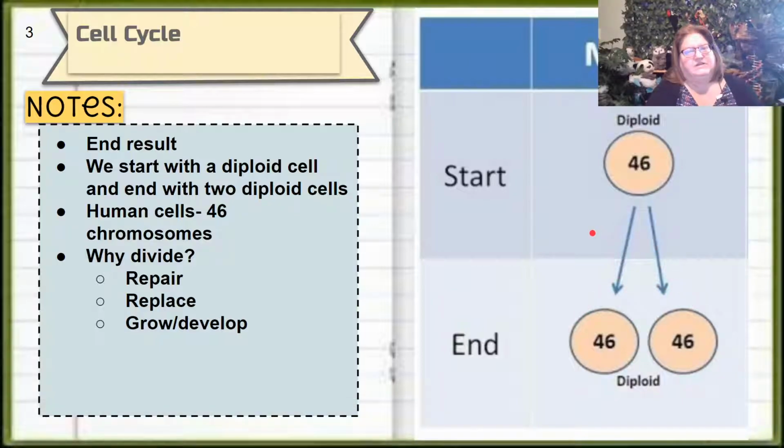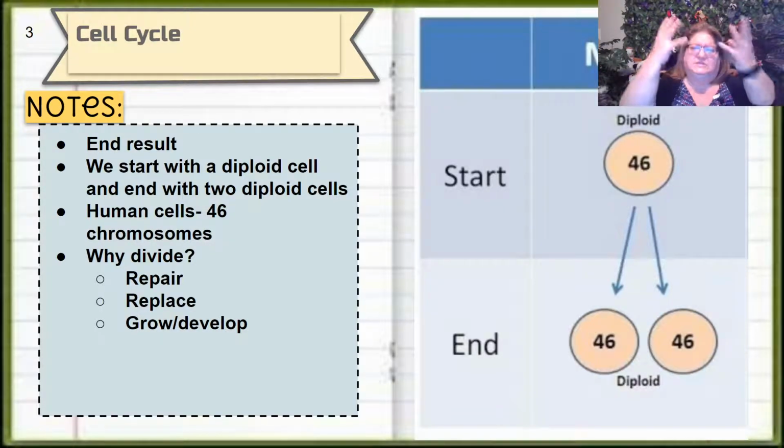Why do we divide the cells? Well, not only because we've gotten too big, but why does our body have cells divide? Well, we repair cells. If we cut ourselves, we're going to repair cells and heal. We're going to replace cells. Our skin cells are dividing. And then we're going to grow and develop, and mitosis is doing that. Mitosis makes basically your entire body cells. It replaces cells, it grows cells.